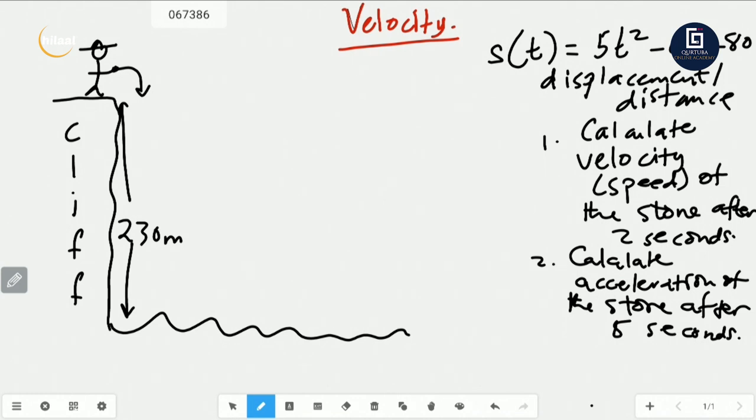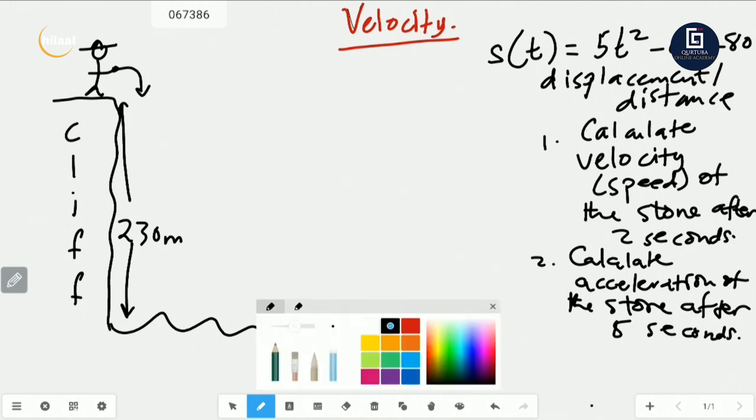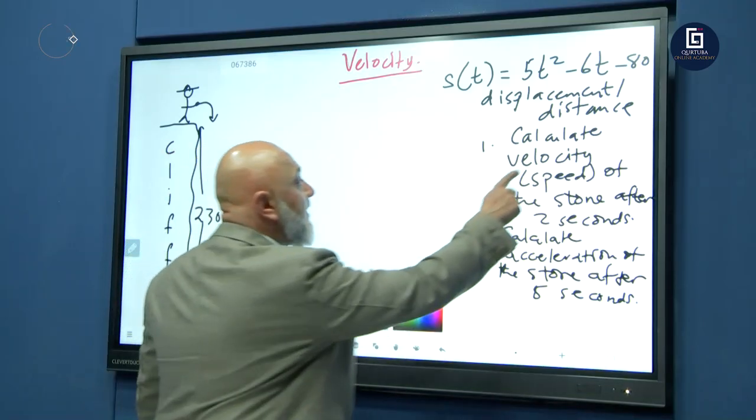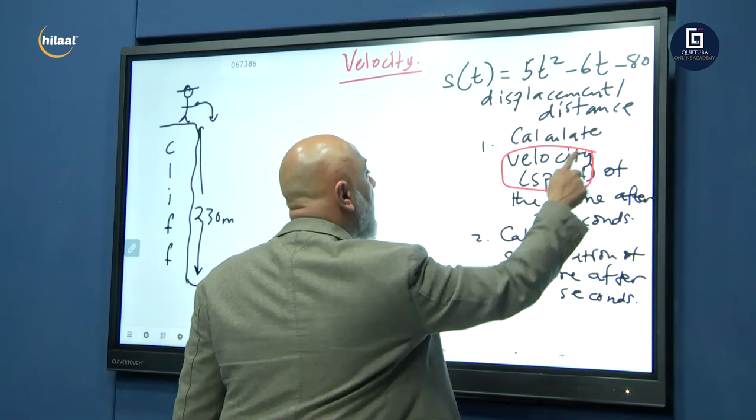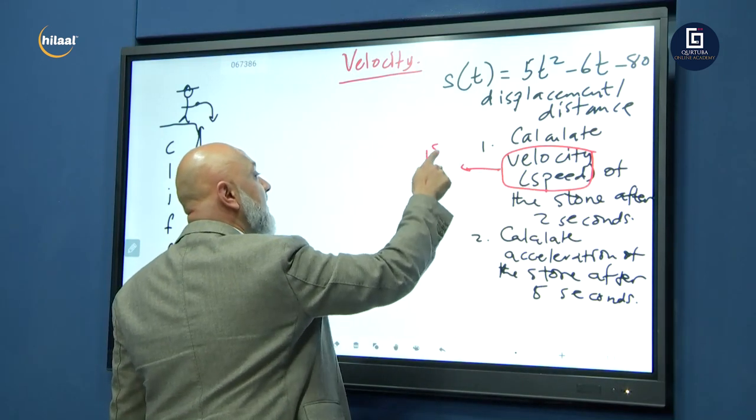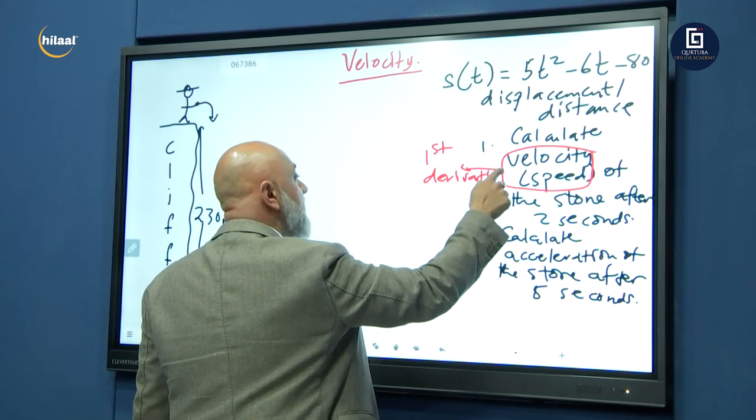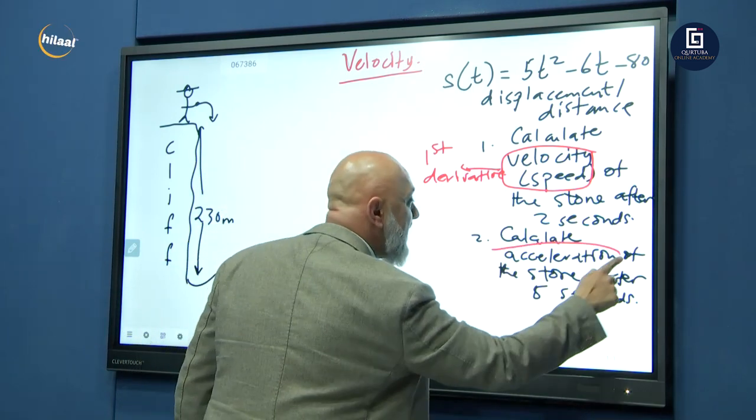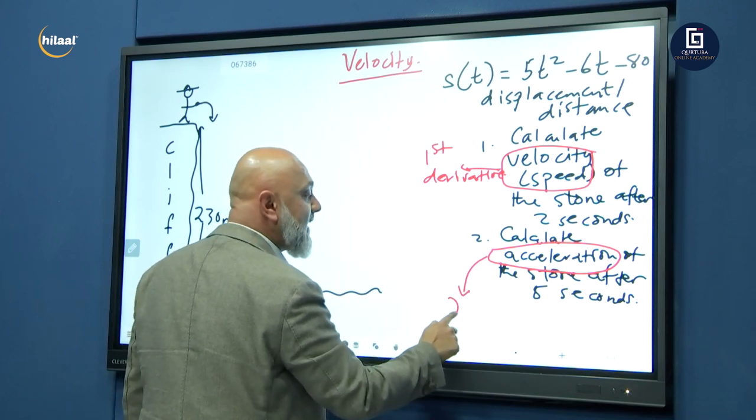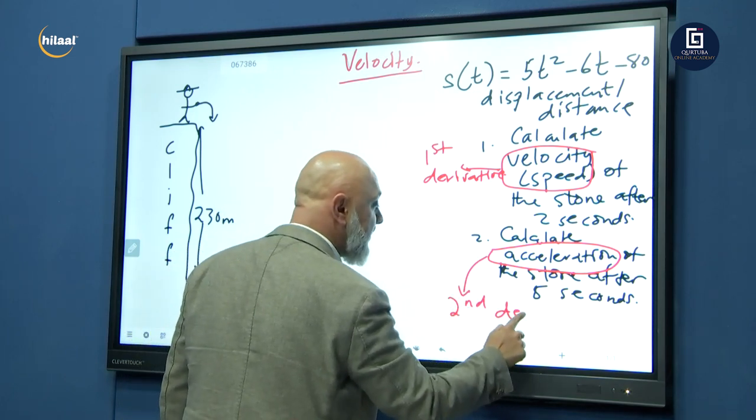Now, this is very easy. The minute they say the word velocity or speed, you know it's the first derivative. So what I want you to write here: another word for velocity or speed is first derivative. The minute they talk about acceleration, it's the second derivative.